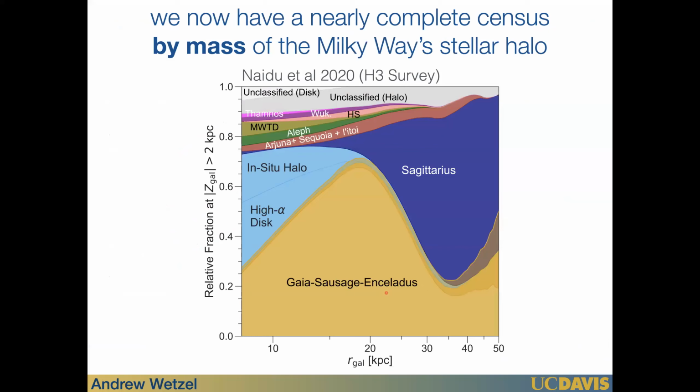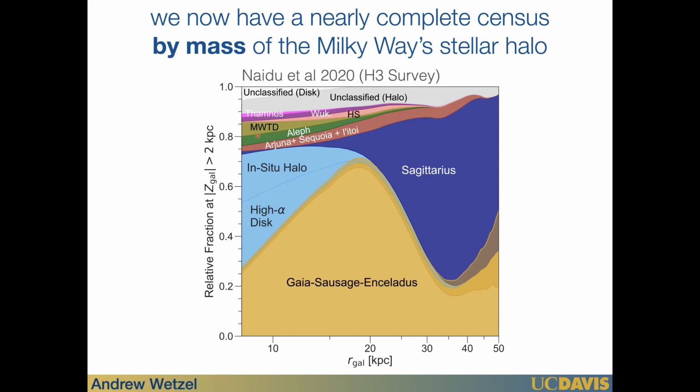All right, so what's really striking about the advances in the last few years of galactic archaeology of the Milky Way is that, thanks to the variety of surveys, we now think we have a nearly complete census by mass, and I'll emphasize that, by mass, of the galaxies that merged to form the stellar halo of the Milky Way.